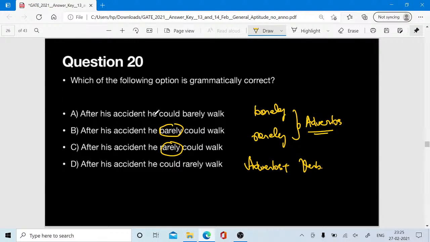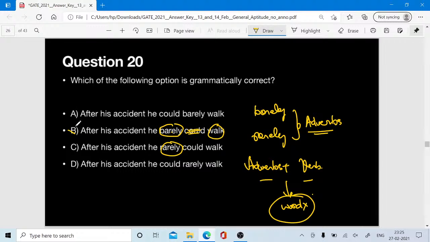You won't get a could here. So the rule of adverbs, I have told you: adverb plus verb will always be there. An adverb and a verb will be there, and in between there won't be any word. So you can see the verb is walk. This is barely, and there is a word in between.